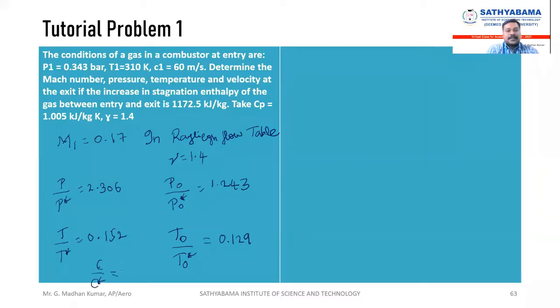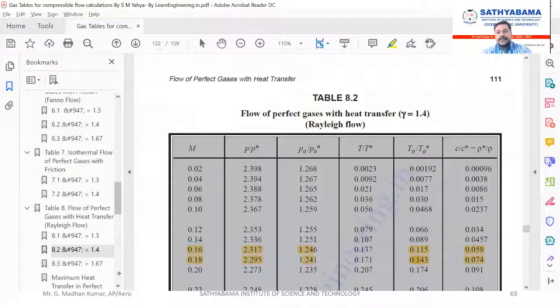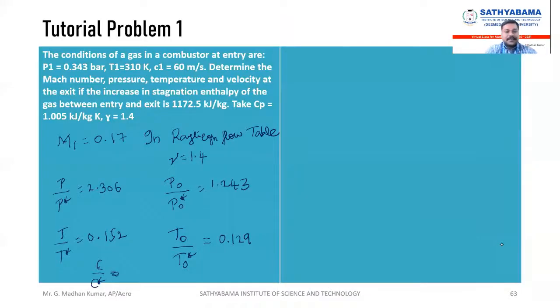It is the last column of the table, C by C star. Okay, 0.059 plus 0.074 divided by 2. What is the answer? Yeah, it was 0.0661. 0.0661.